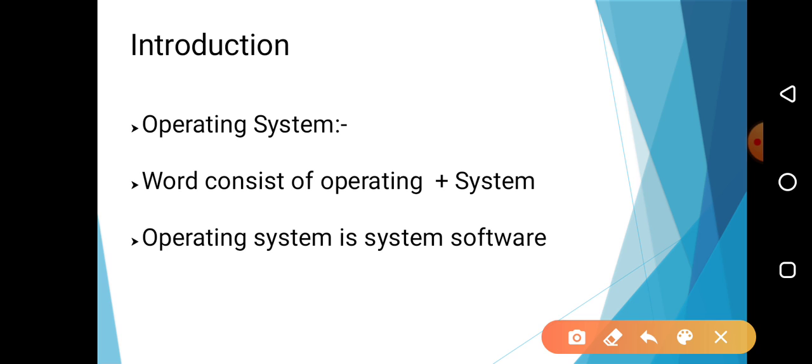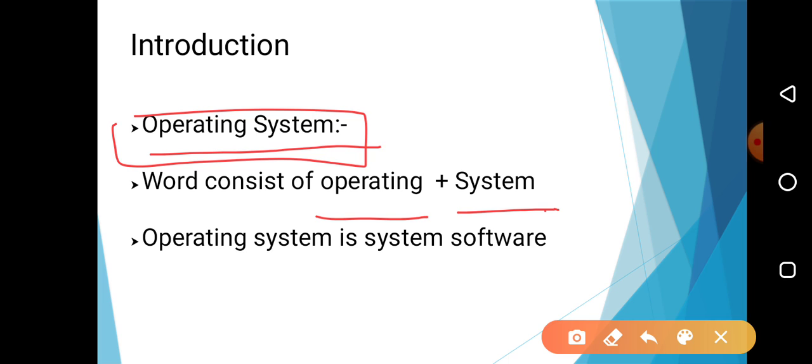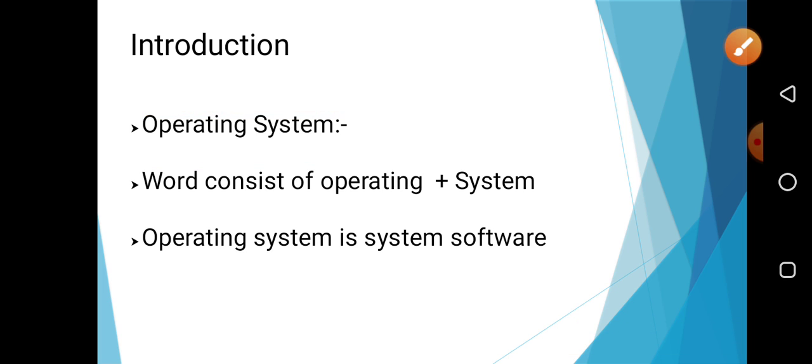As you can see over here, the term operating system consists of two words, operating plus system. The first word is operating, the second one is system. So, the one platform, one medium which is required to operate the system or to use the system is nothing but your operating system. Operating system is a system software.